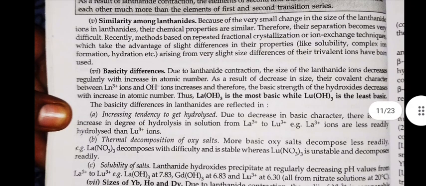Similarity among lanthanides. Because of the very small change in the size of the lanthanides, their chemical properties are similar. Therefore, their separation becomes very difficult. Recently, methods based on repeated fractional crystallization or ion exchange techniques, which take advantage of slight differences in their properties like solubility, complex ion formation, hydration, etc., arising from the very slight size difference of their trivalent ions, have been used.